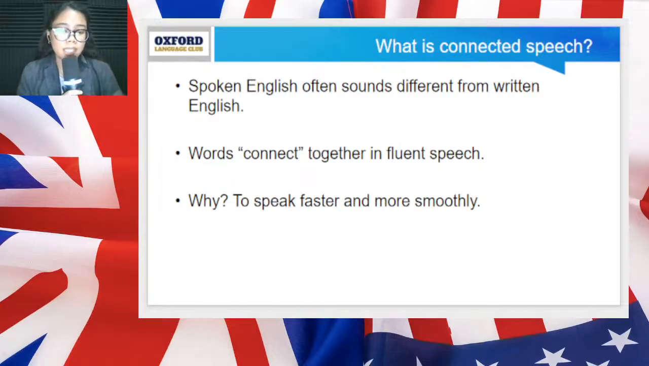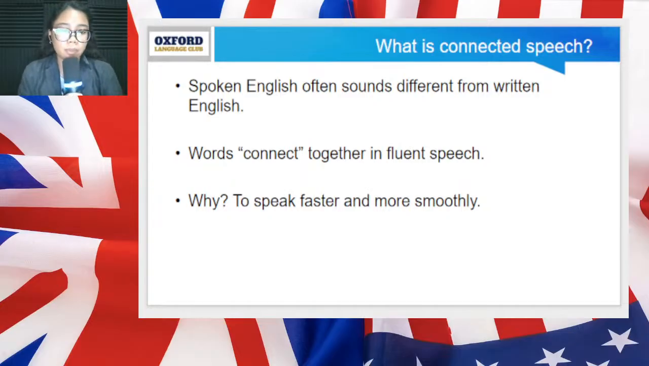So sometimes a sound might disappear completely, or two sounds might combine to form a new one, or a sound might even get added in between words just to make transitions smoother. These are not random changes, they happen in predictable ways to make speech flow more easily. And why, you might ask, do we all do this? Well, the clear answer is to speak faster, more smoothly and more naturally, all in all.